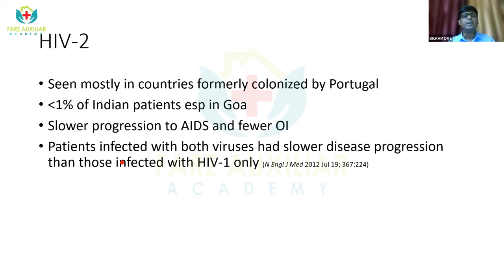A few words about HIV-2. It is mostly found in countries that were formerly colonized by Portugal. In India, less than 1% of patients, especially in Goa, have HIV-2. A special thing about HIV-2 is that it is slower in progression than HIV-1, and there are fewer opportunistic infections. Patients infected with both viruses will have slower progression of the disease compared to those with only HIV-1 infection.